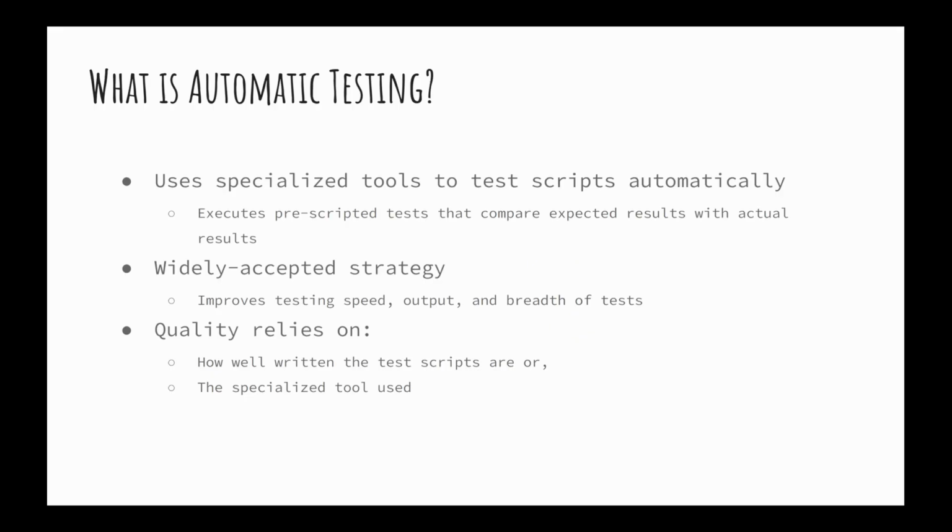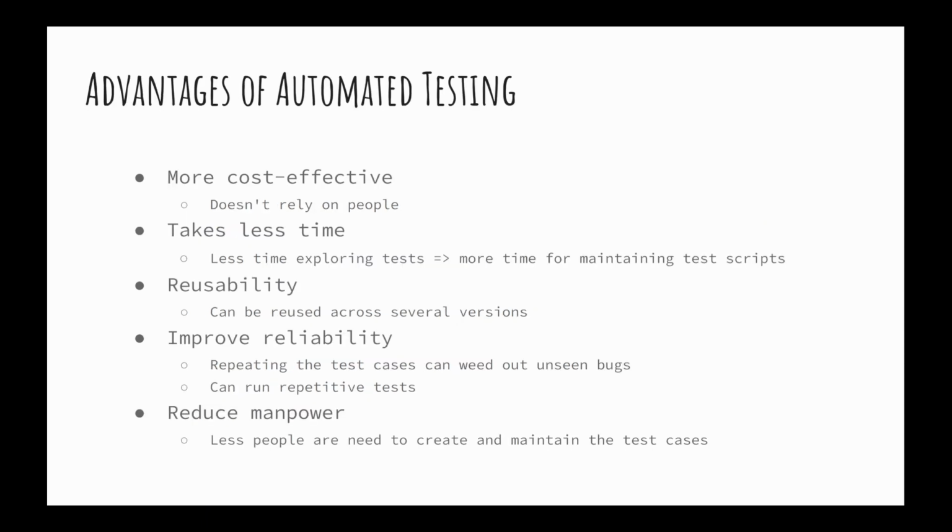So what is automatic testing? It uses specialized tools to test scripts automatically, and it executes pre-scripted tests that compare expected results with the actual results that you get. It is widely accepted because it improves testing speed, output, and breadth of tests, and its quality relies on how well written the test scripts are or the specialized tool used.